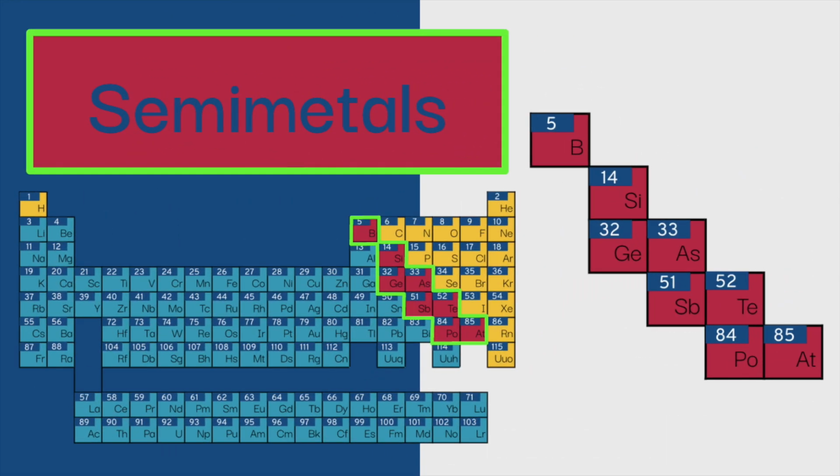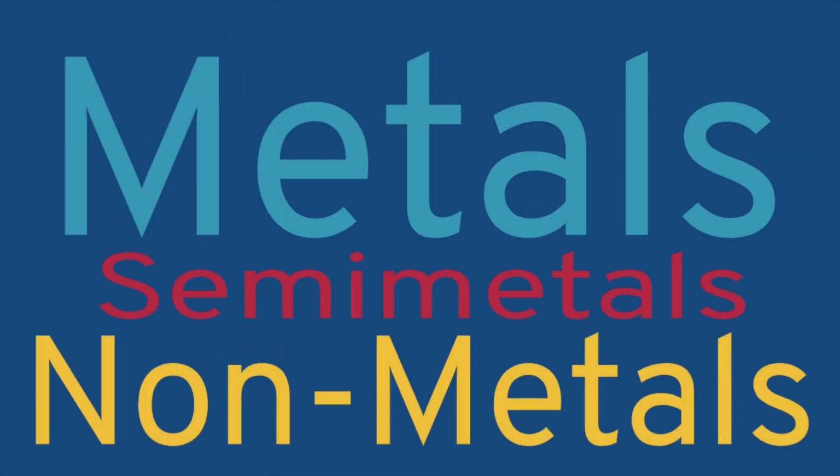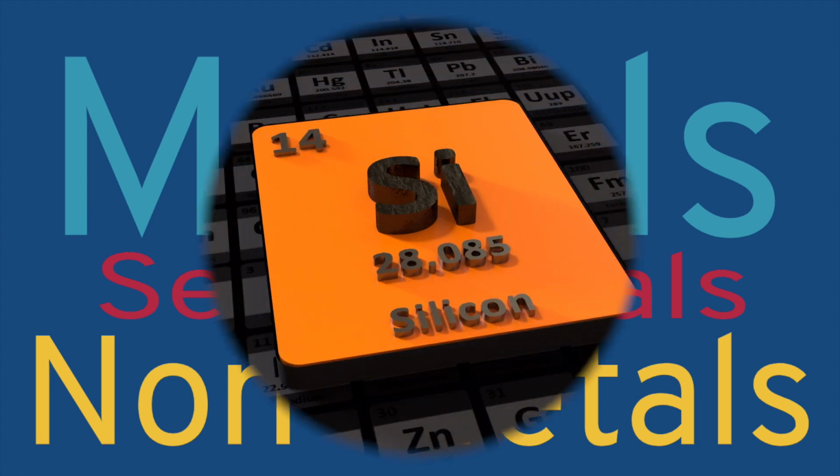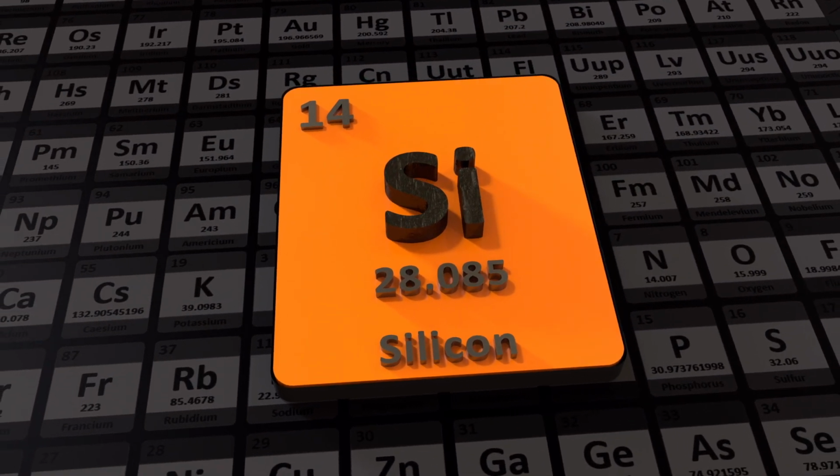Semimetals, in pink, are the smallest category of elements. They have qualities of both metals and nonmetals, and are like an in-between category. One of the more known and used semi-metals is silicon, which is used in many alloys.